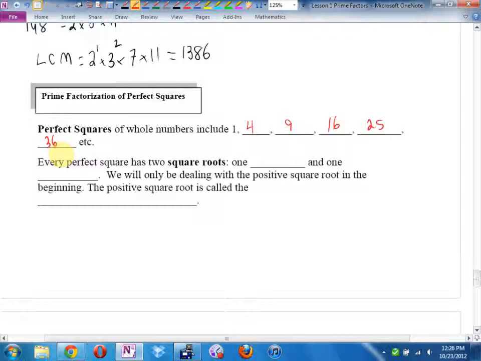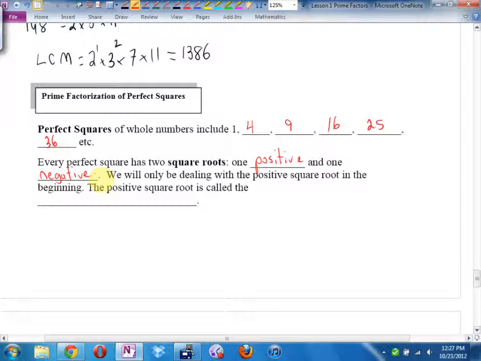You should know the first 12. It helps if you know 13 squared is 169. It helps if you know 14 squared is 196. It helps if you know 15 squared is 225. It helps if you know 16 squared is 256. It helps, but the smaller ones are important. Every perfect square has 2 square roots. 1 positive and 1 negative. What's the square root of 36?